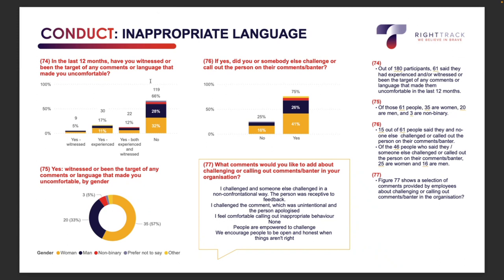Then we've got our next page of conduct data, which shows inappropriate language, and whether people have been the target of comments or language that have made them uncomfortable. Whether that was by gender, so we've got the same data broken down overall by gender there, whether that language or behavior was called out, and then some comments on calling out banter and behavior in the organization.